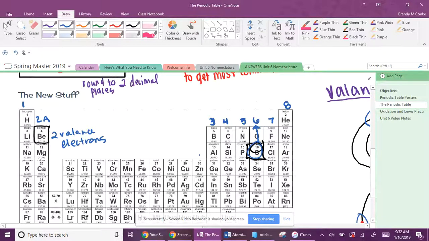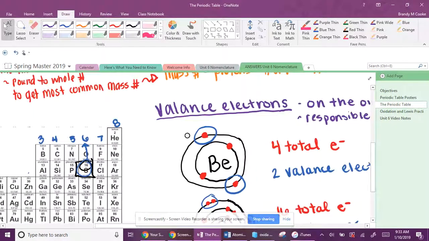Well, that actually isn't a coincidence. The periodic table is arranged in such a way to help us with information like this. So when we look at our column numbers, that 1, 2, 3, 4, 5, 6, 7, 8, that number is going to represent the number of valence electrons.